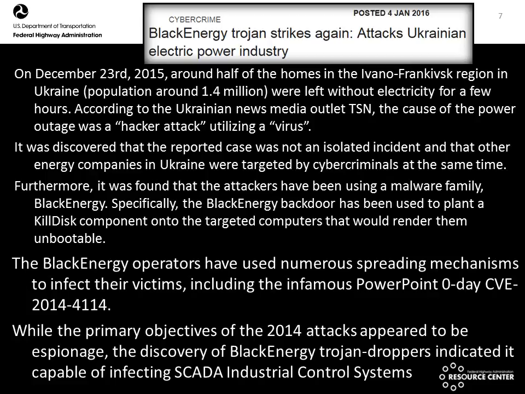BlackEnergy operators have used numerous spreading mechanisms to infect their victims, including the infamous PowerPoint zero-days, CVE-2014-4114. While the primary objectives of the 2014 attacks appear to be espionage, the discovery of BlackEnergy Trojan droppers indicated it was capable of infecting SCADA industrial control systems.